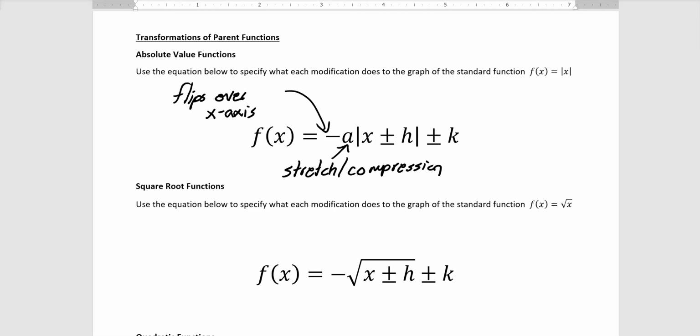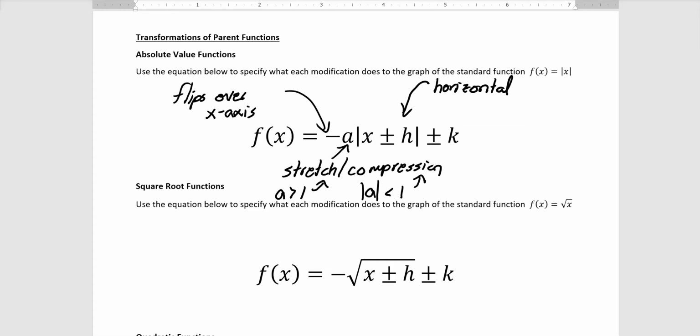Now, if the absolute value of A is greater than 1, we say it's a stretch. If the absolute value of A is less than 1, we say it's a compression. So if A is 1/2, that'd be a compression. If A is 2, it'd be a stretch, regardless of this negative. The negative doesn't affect the stretch or compression. Remember, the negative affects whether or not it flips over the x-axis. Then we have this plus or minus H. That is our horizontal shift.